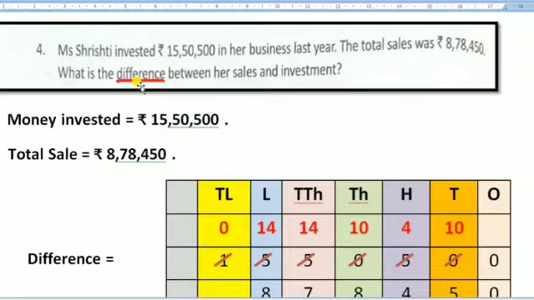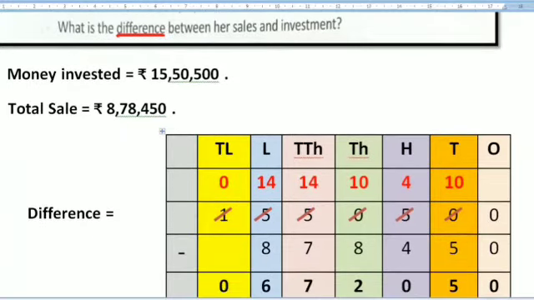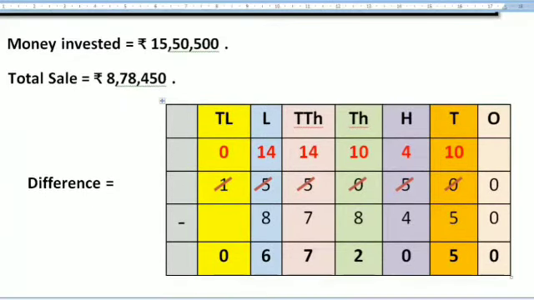So let us start with our solution. First statement, money invested is equal to rupees 15 lakh 50,500. Try to write shorter, smaller sentences. Then total sale was of rupees 8 lakh 78,450. Already we have learned the word difference. So by the word difference, it is clear we will be getting the conclusion as subtraction.